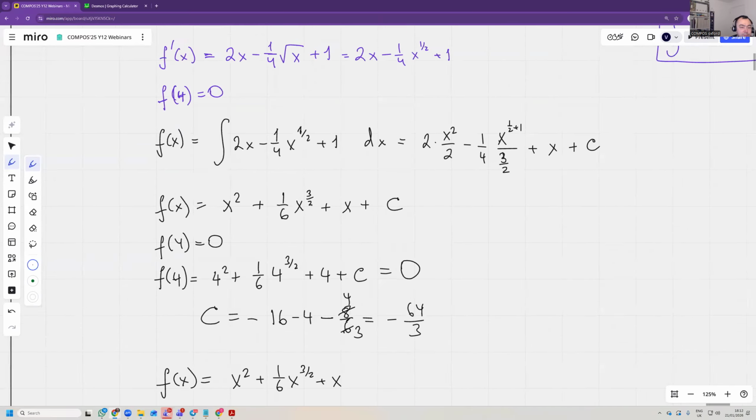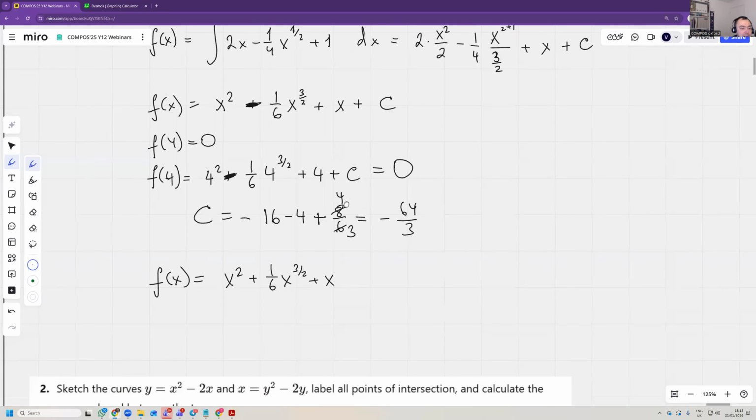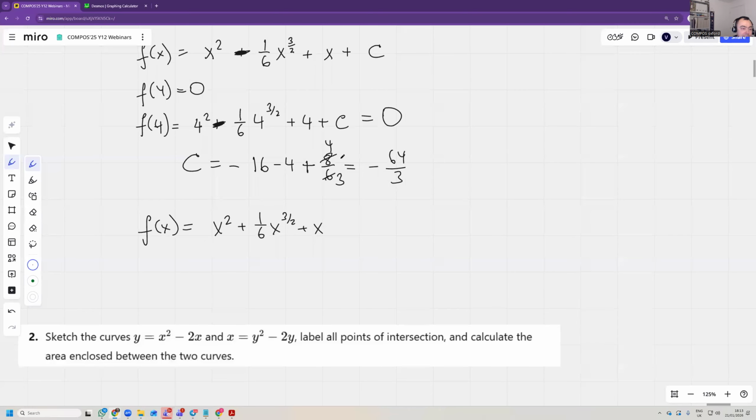Yes, thank you. You are correct. It is negative. I made a mistake. So that's going to be plus. Okay, so that's not 64, that's 60 minus 4, which is 56. Negative 56 thirds. Okay, 56 thirds. Right, we found f.